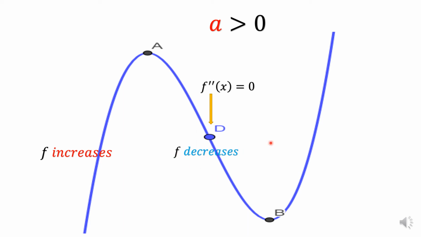Then what else do you know? After B, the graph starts to increase again. If you are looking for the interval where the graph increases, which means before A and after B, this graph is increasing. So you can write in terms of x, an element of this certain interval.